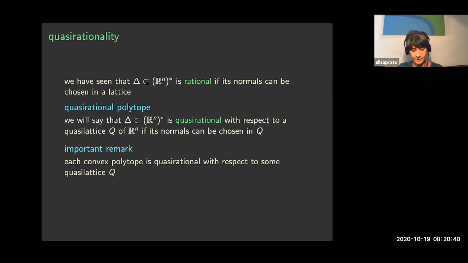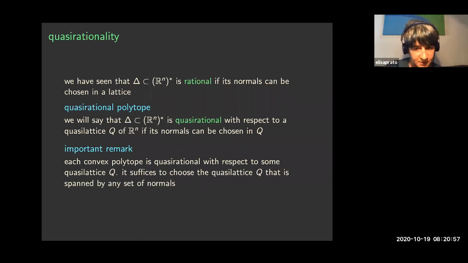It's just something that helps us keep track of our environment. Everything is going to depend on this quasilattice and on the normals, so we want to know at each stage which quasilattice we are dealing with. Why is every polytope quasirational? This will become clearer with the examples that we'll see later. But suppose we have a polytope like the pentagon, for example, which is not rational. I take the 5 normals to the 5 edges and I generate a quasilattice starting with that set of normals.